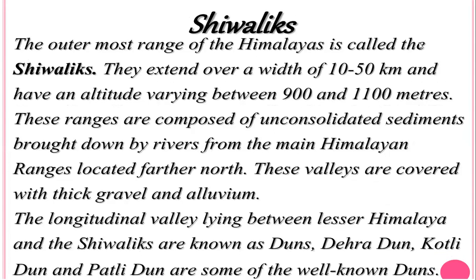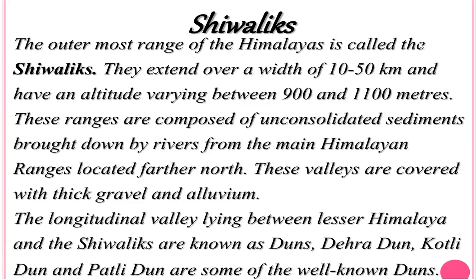And Shivalik, the outermost range of Himalayas, is called the Shivalik. They are also called the outer Himalayas. They extend over a width of 10 to 50 kilometers, and they have an altitude varying between 900 and 1100 meters. These ranges are composed of unconsolidated sediments brought down by rivers from the main Himalayan ranges, which are located farther in the north.